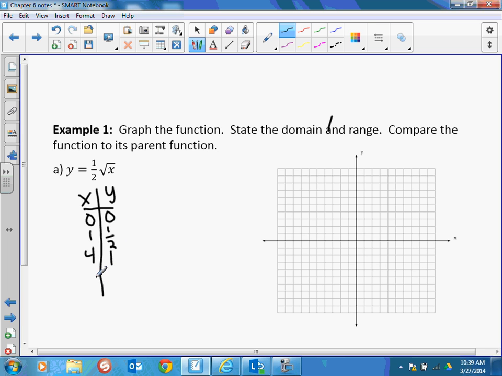And let's pick one more. Let's pick 9 because that's a perfect square. So 9. Square root of 9 is 3. 3 times 1/2 is 1.5. I'm just going to put 1.5. So I'm going to graph that: 0, 0, 1 and 1/2, 4 and 1, and 9 and 1.5.